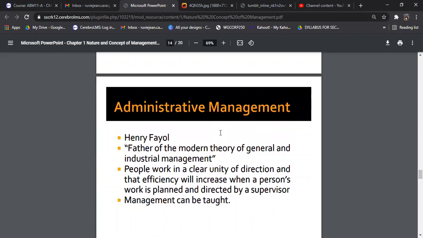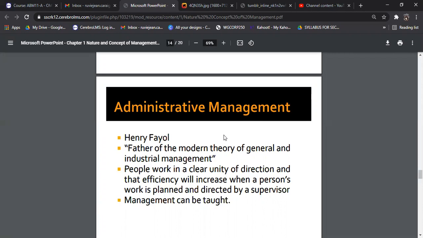And this was introduced by the father of modern theory of general and industrial management, which is Henry Fayol. So, according to him, people will work in a clear unity of direction and that efficiency will increase if there is a person who is planning and if they are directed by a supervisor. That's why it's called administrative management. So sabi ni Henry Fayol, only then will an employee work properly, effectively and efficiently if there is a supervisor managing them. Kaya siya tinawag na administrative management.